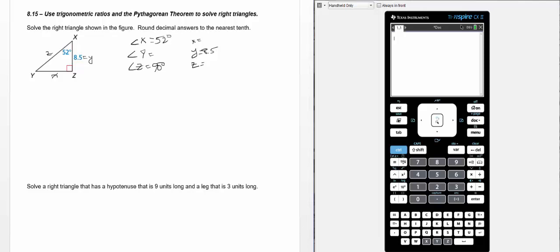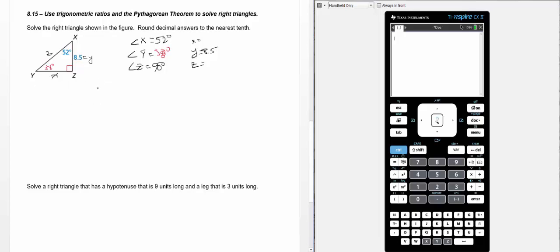Some things I can fill in right away. An easy one to fill in is this missing angle. Since I know the angles of a triangle add to 180, I could just do 180 minus 90 minus 52, which makes angle y 38 degrees. Maybe I'll fill that in over here as well. Knowing that, I can try to use sine, cosine, tangent, or the Pythagorean theorem, or whatever other method you so choose, to try to find the missing sides.